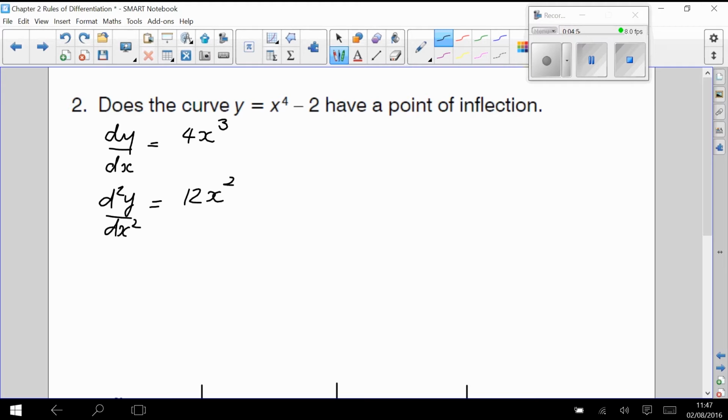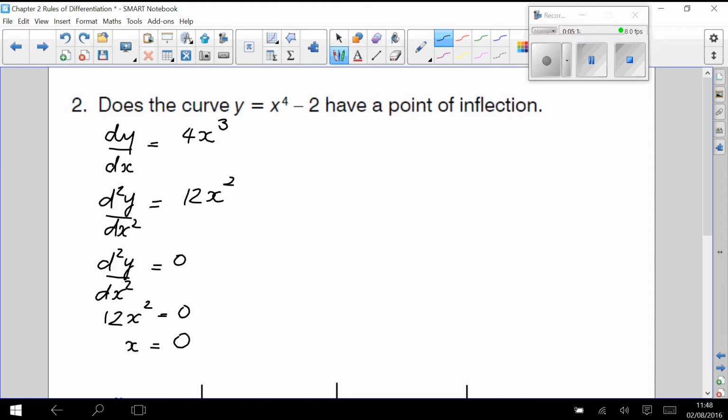Now, if it is a point of inflection, then that means that the second derivative had to be equal to 0. In other words, 12x squared must be equal to 0. Well, that's a simple one to solve. The x value is going to be equal to 0.